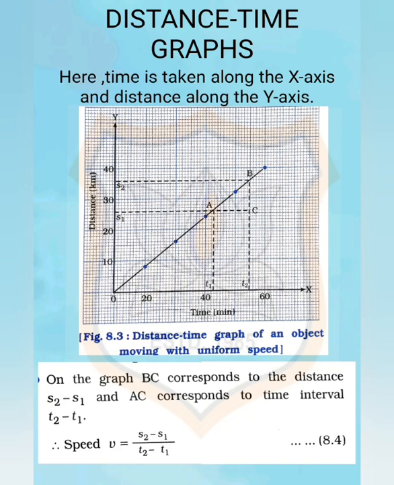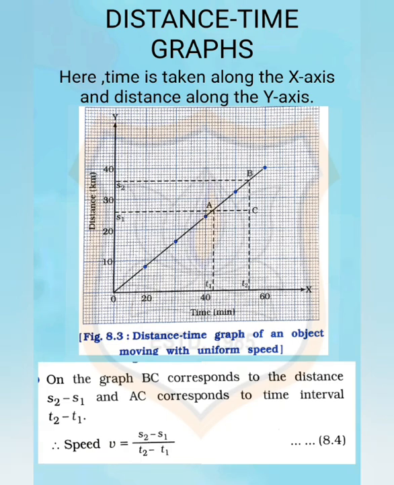The portion OB of the graph shows that the distance is increasing at a uniform rate. You can also use the term uniform velocity in place of uniform speed if you consider the magnitude of displacement equal to the distance travelled by the object along the y-axis. Now, we can use the distance time graph to determine the speed of an object.